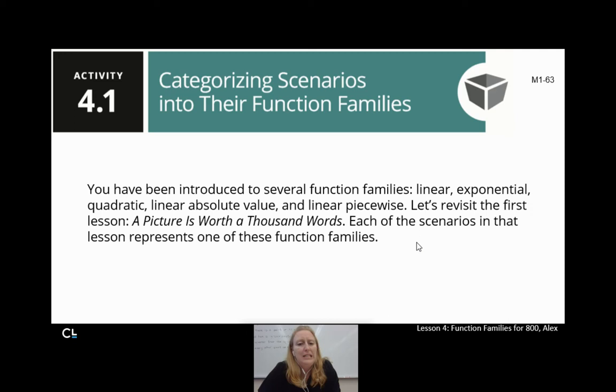Let's revisit the first lesson, 1.1.1. We're going to go back. A picture's worth a thousand words. Each of the scenarios in that lesson represents one of these function families.